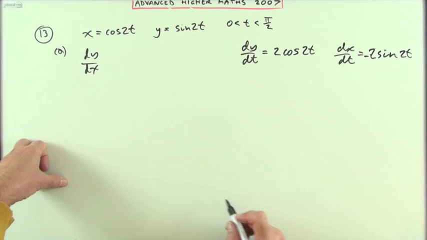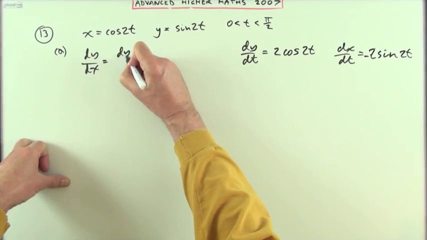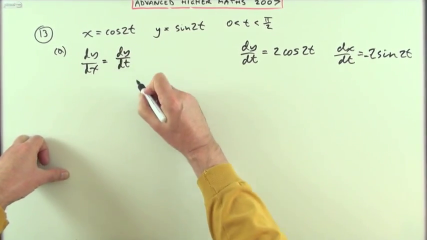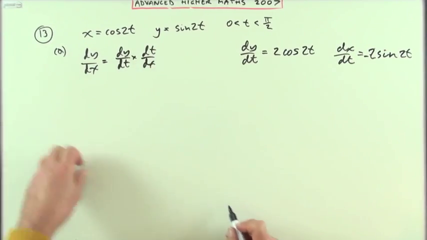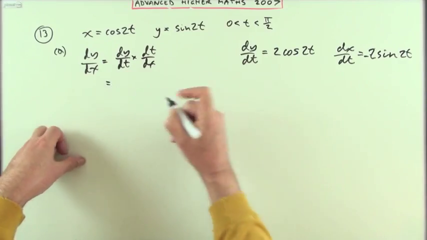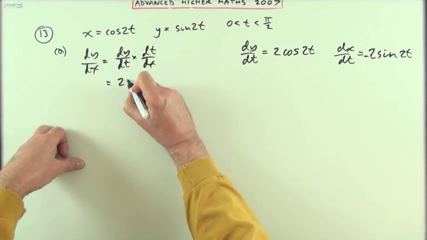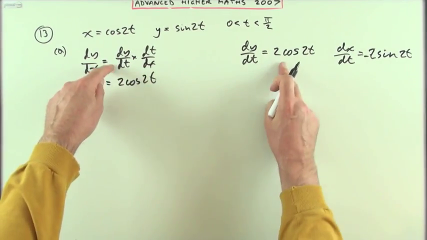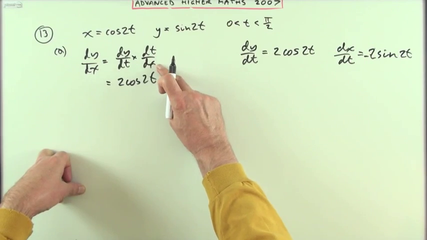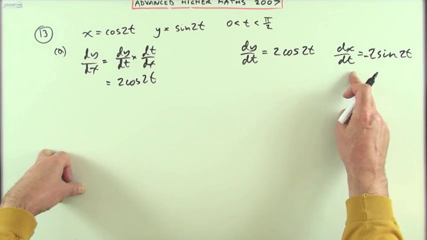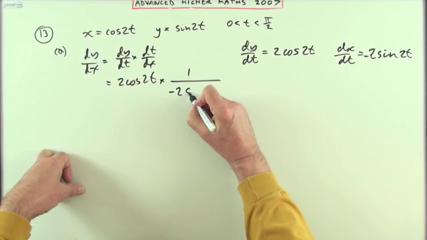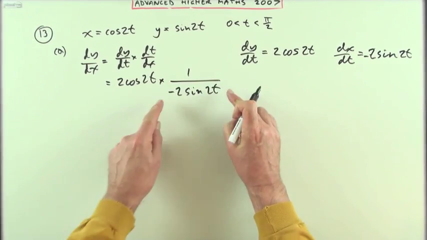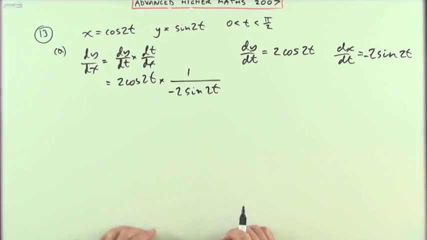And then to get dy by dx, I'd have to use this relationship between the derivatives. dy by dt times dt by dx would produce a dy by dx. So that's going to be dy by dt, which is 2 cos 2t, and dt by dx is this upside down. So either times 1 over negative 2 sine 2t, or you could just write it straight underneath.